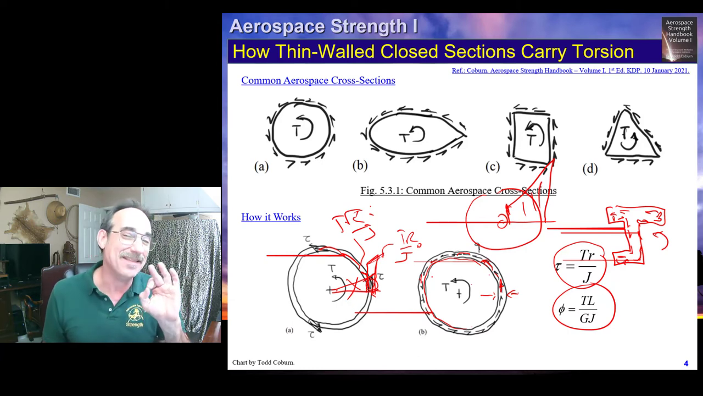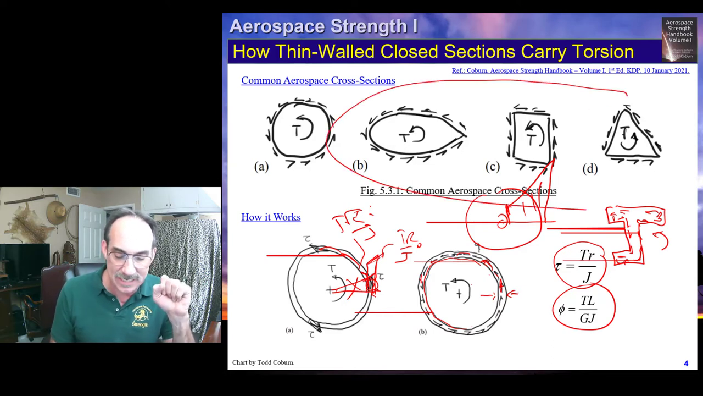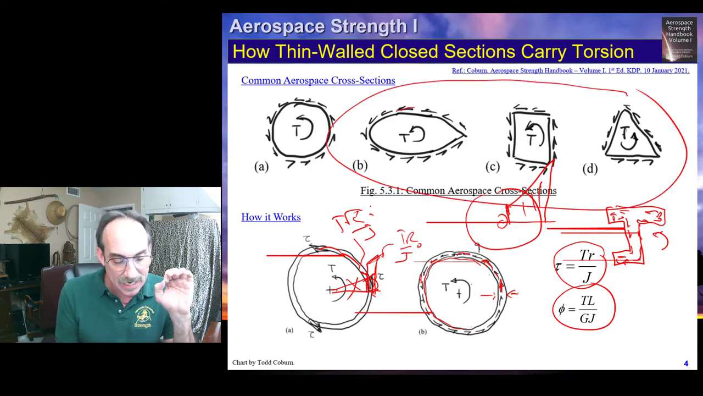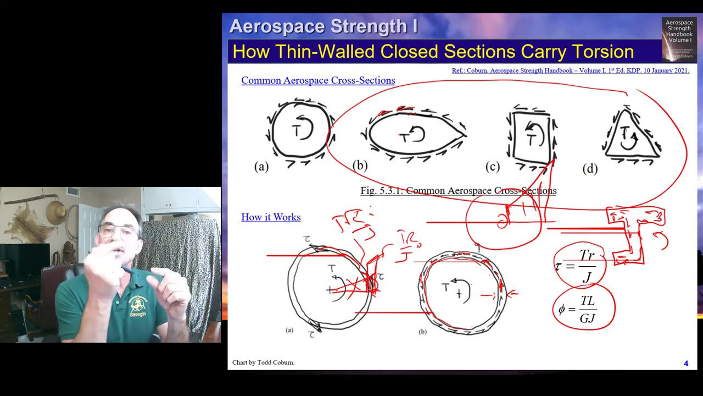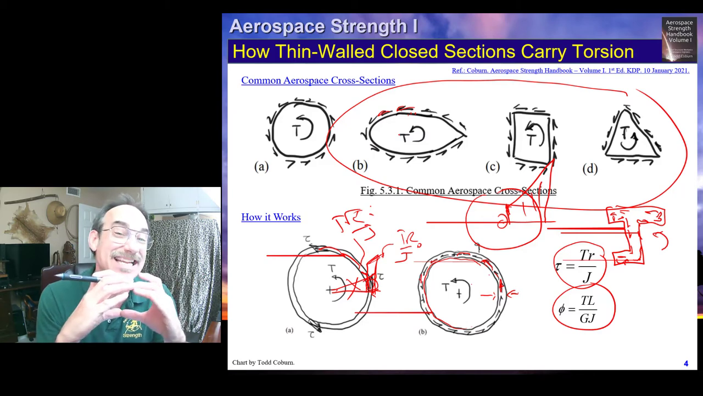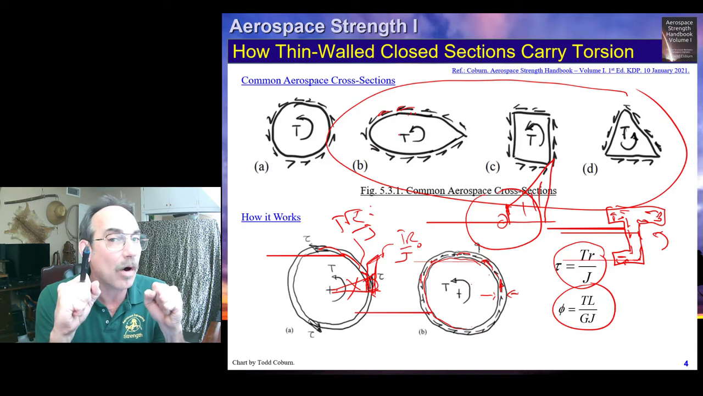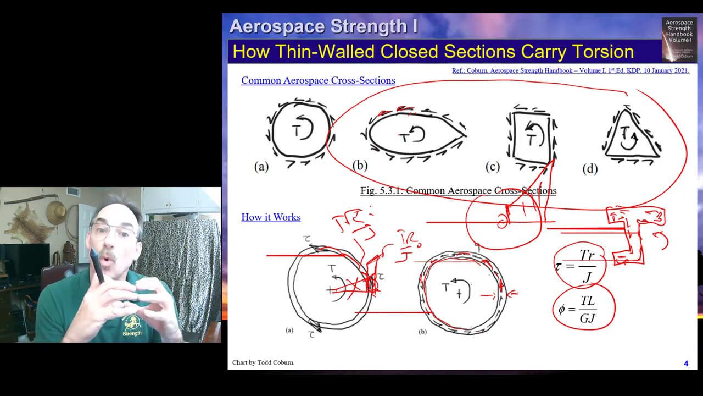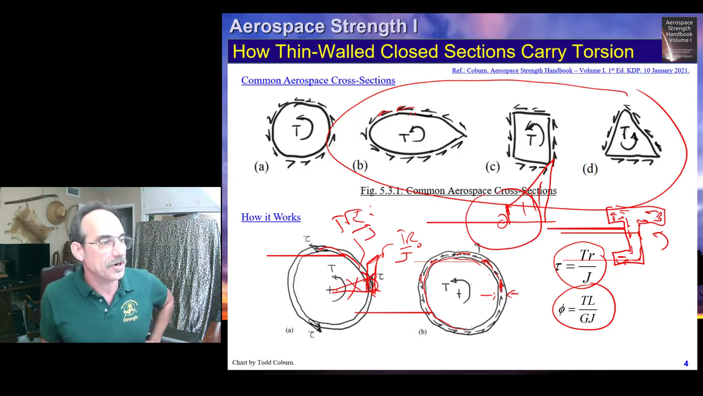And the beauty of what we're going to cover today is that it will also work for these sections, because when we develop the shear flow, since this is thin-walled, the change in stress through the thickness is negligible. We can just imagine a shear flow running around the thing. As long as it's closed, it doesn't have to turn back. And this is going to give us a powerful resistance to torsion. That's what we're going to look at in this lecture.